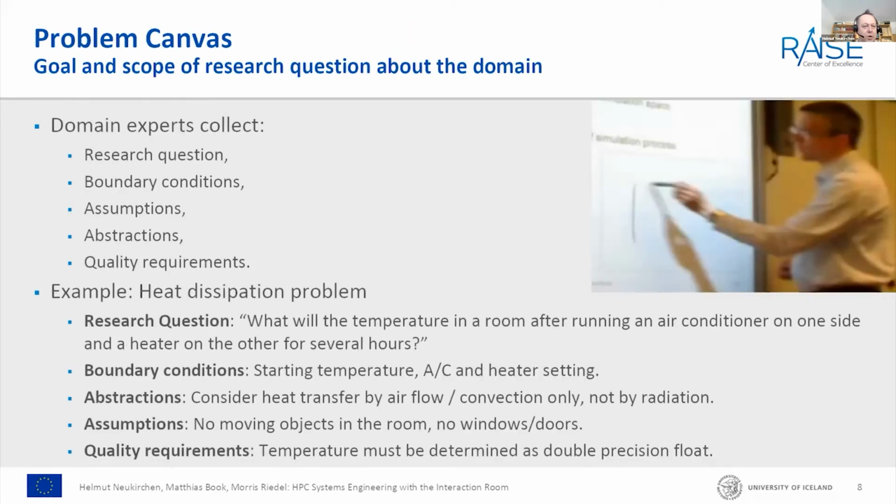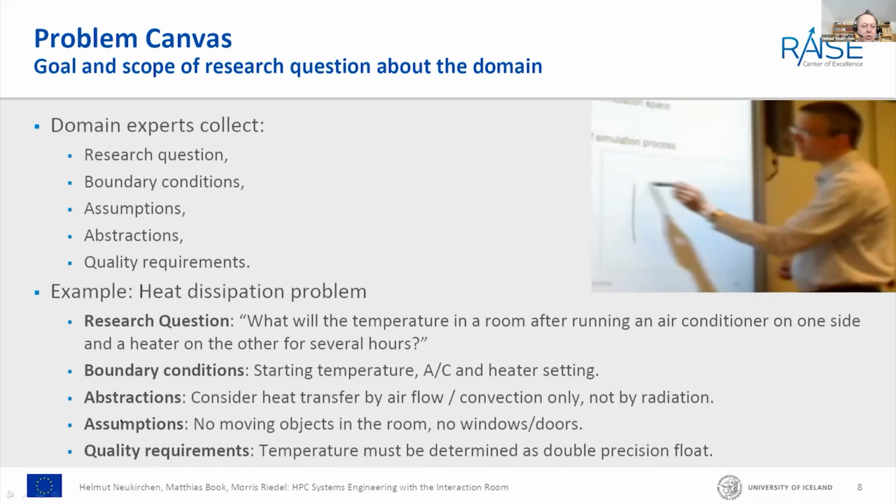And to give you an example, like I said, the first canvas that we start with is that problem canvas where we describe what is the research question that should be solved by that HPC code. What are boundary conditions? What are simplifying assumptions and abstractions that were made? Also maybe quality requirements concerning precisions or something like that. And I have here as an example some heat dissipation problem, like the research question there would be like, here, what will the temperature be in a room after running some air conditioner on one side of the room, a heater on another side of the room, running that for several hours so that you reach some equilibrium.